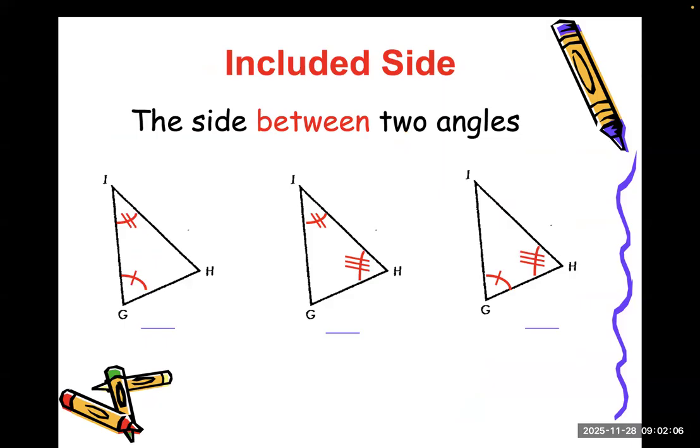So again, an included side is the side in between the two angles. Looking at triangle GHI, first you have angle G and angle I, so the side is GI. For angle I and angle H, the included side would be HI. And for angle G and angle H, the included side is GH.